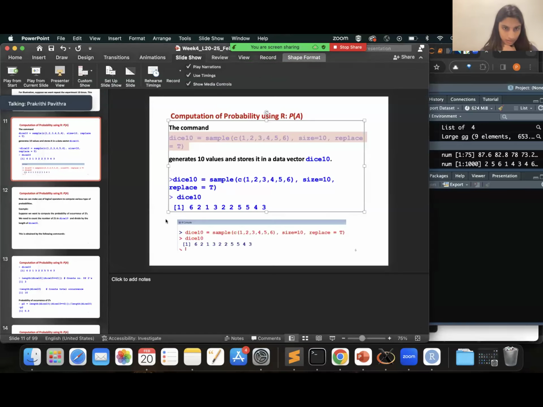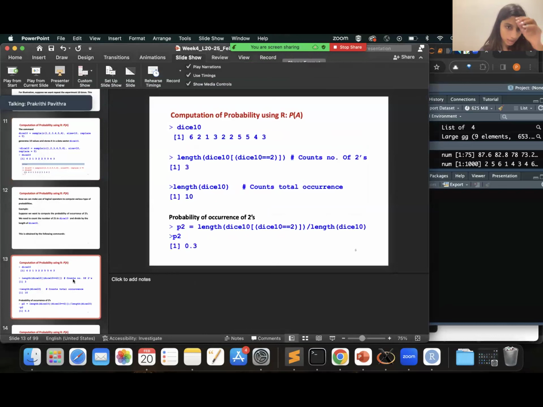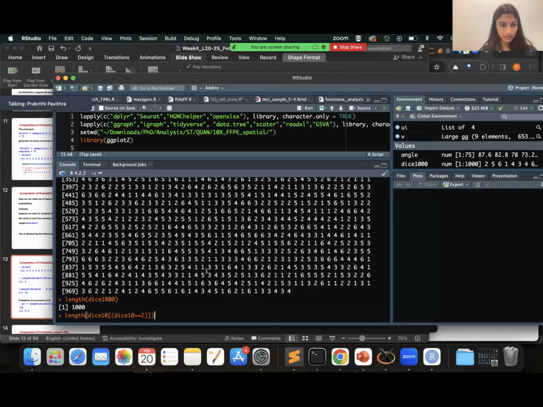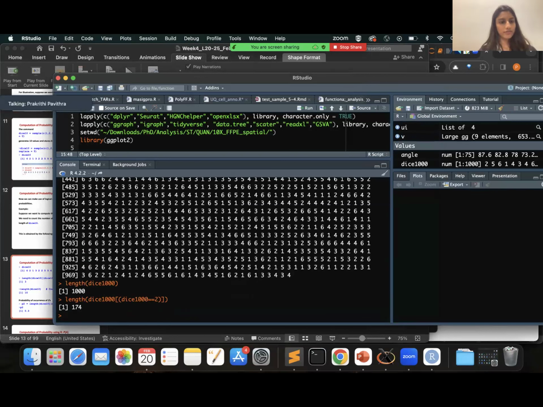Yeah, so just coming back to this. We did random sampling, and we found the length of the original sample. Now we want to count how many twos there are. So we first have to subset our data frame. From dice1000, you want only the values which are 2, and you want to find the length of it. So it's 174.